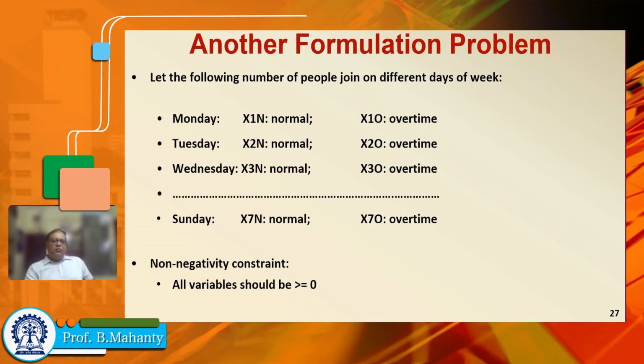Tuesday x2n normal, x2o overtime. Wednesday x3n and x3o, like this, and Sunday x7n and x7o. Right, so this is how we first define the different variables, and also the non-negativity constraints: all variables should be greater than or equal to 0. So this is the first part, that is, the definition of these different variables.